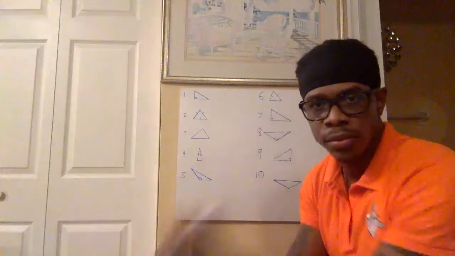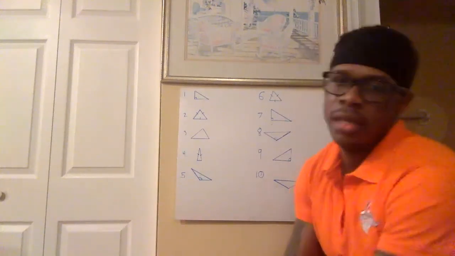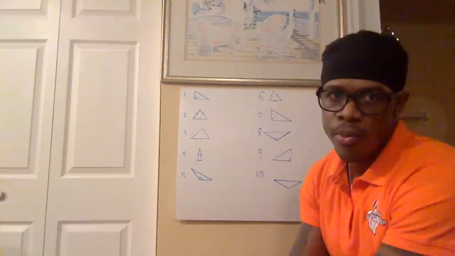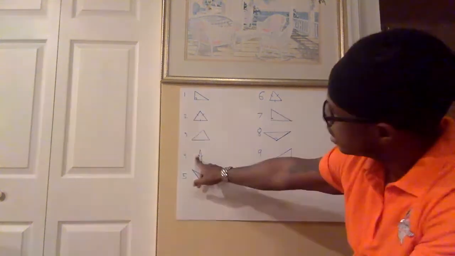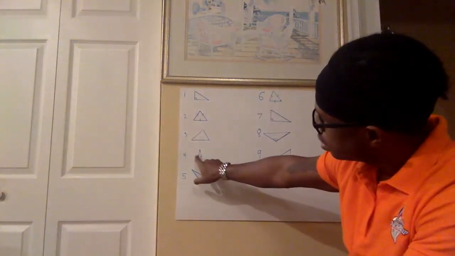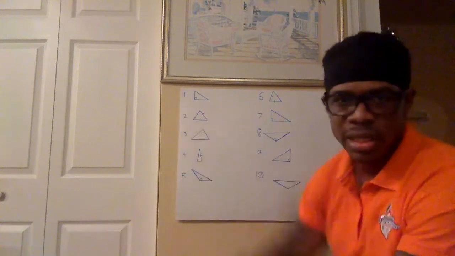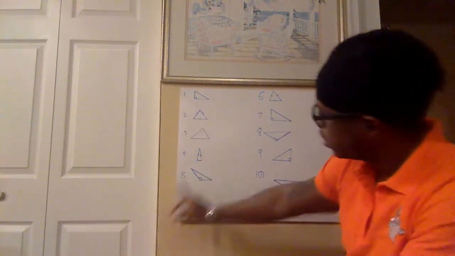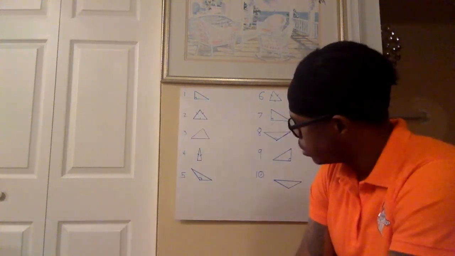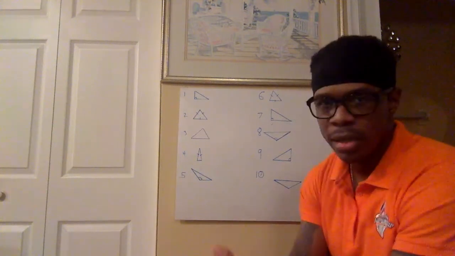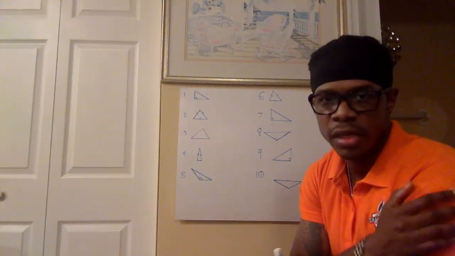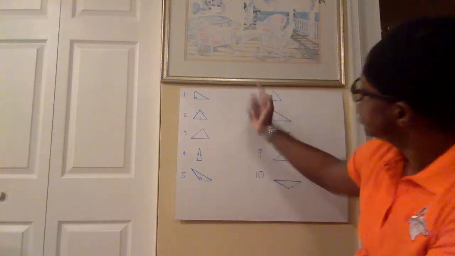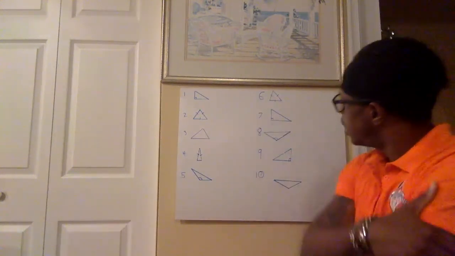Number 4, if I were to say that's a scalene, would I be correct? I will be incorrect. We see that it has 2 line segments that are the same, so we know that's an isosceles triangle. Number 5, that would be a scalene because it doesn't signify any of the lengths are the same. Number 6, I think that would be a scalene.